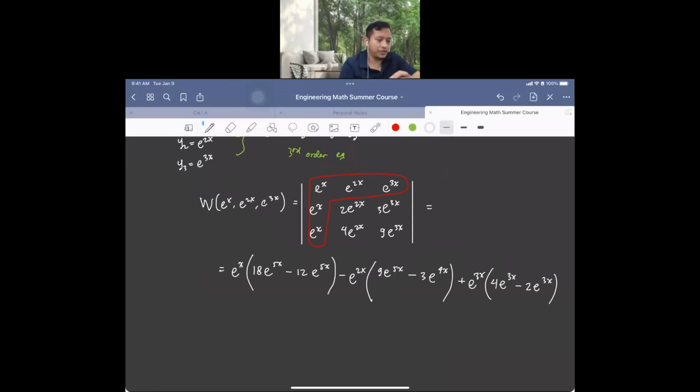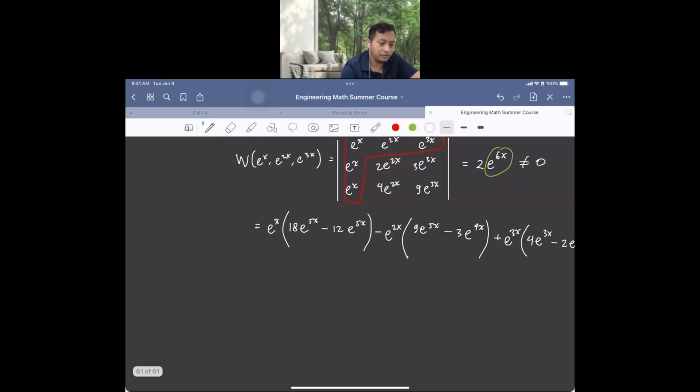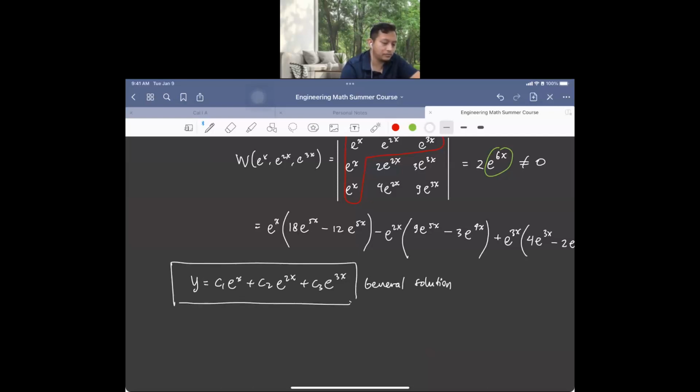I will leave this calculation for you, but the total determinant here is 2e to the power of 6x, and we know that e to a power is positive, it's not equal to 0. So this is linearly independent, and we conclude that y equals c1 e^x plus c2 e^2x plus c3 e^3x will be the general solution.